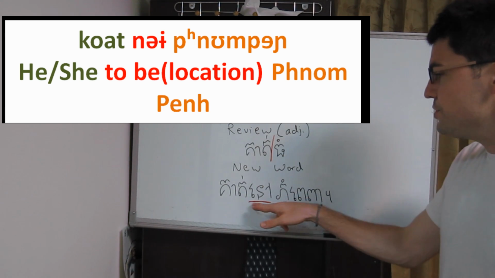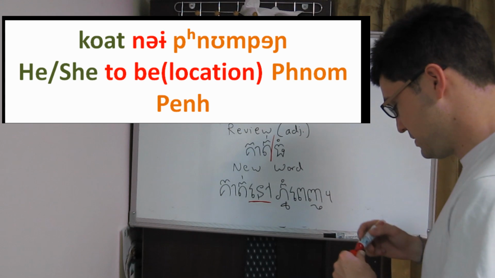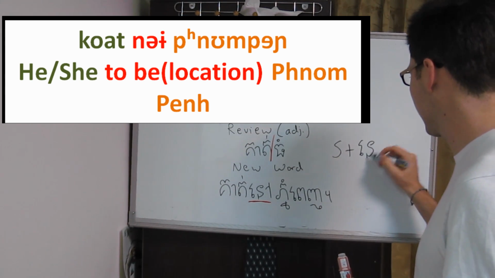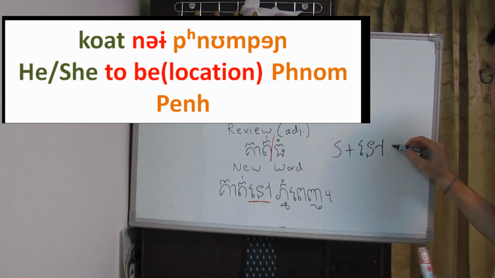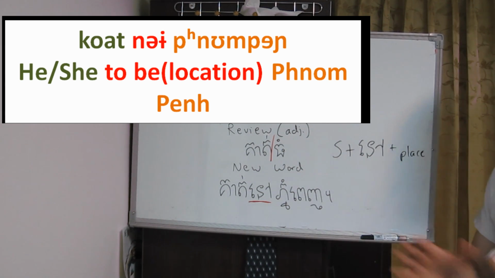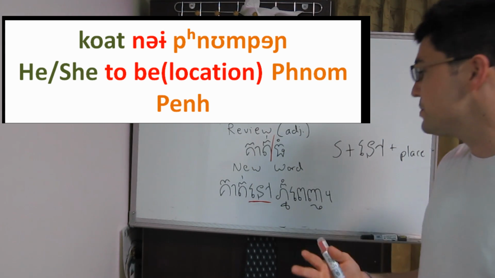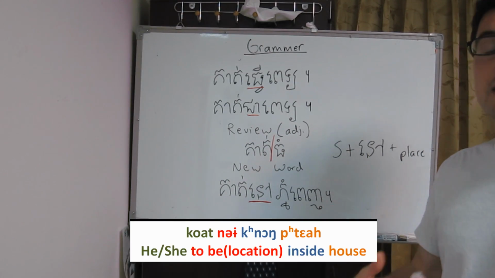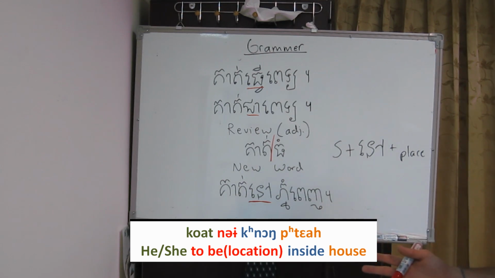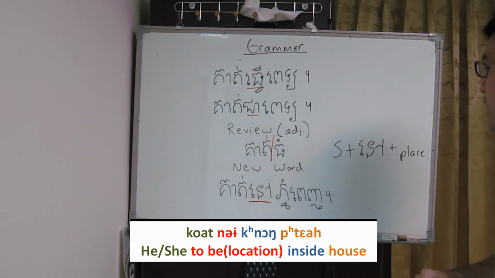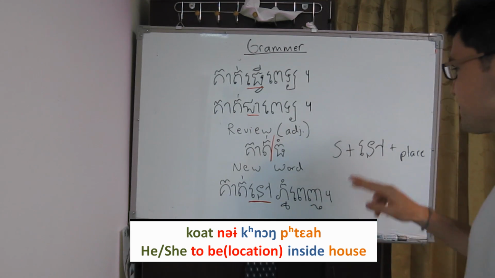Alright? And so how it works is that you do the subject plus nov, what you see right here, plus the place. Plus the place, and there you go. And you have it perfect. So where is she? She's in the bedroom. She's in the house. But what we learned earlier in our dialogue, we just learned the word for inside, right? So we can say guat nov knong ptea. So she is in the house, if we wanted to. Yeah, we've learned ptea, I believe, earlier. Sorry. So there you go.